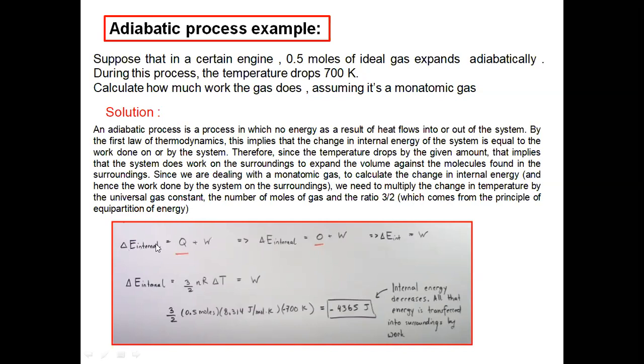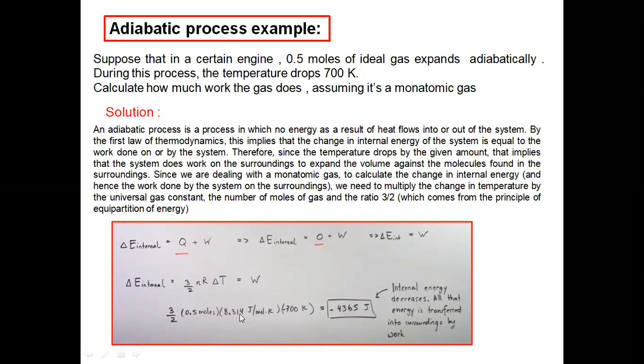So mathematically, delta E internal, the change of internal energy, equals Q plus the work. And in this case delta E تساوي 0 زائد work because the Q is 0. So delta E internal equals the work. And for monoatomic, delta E internal equals 3 over 2 n R delta T, where n is the number of moles, R is the universal gas constant. إذا كلها هاي راح تساوي the work.